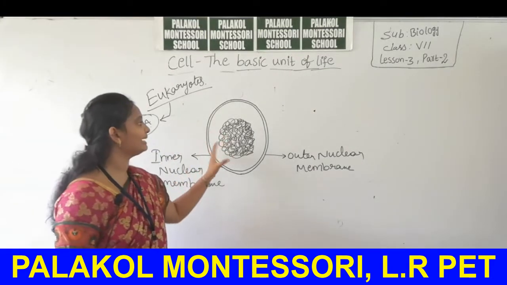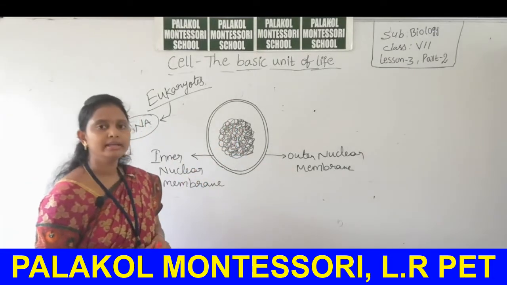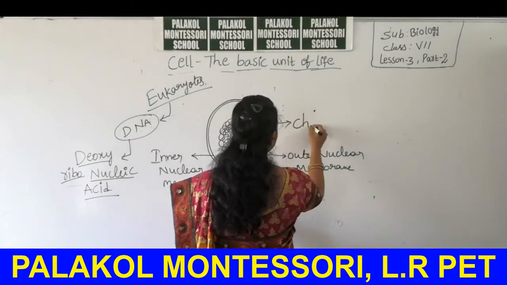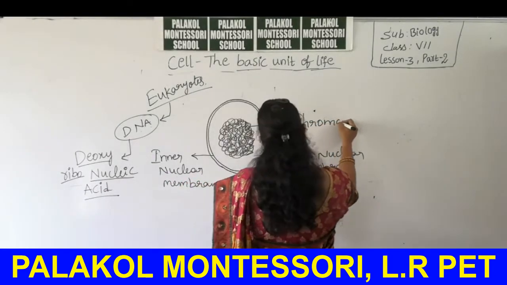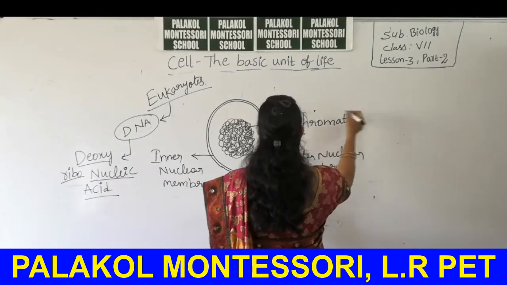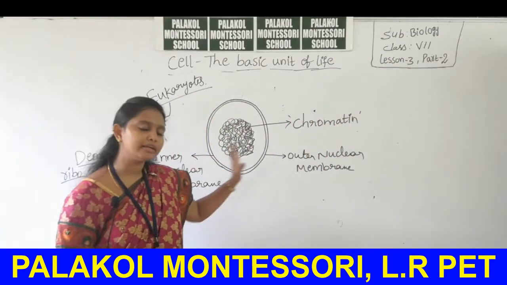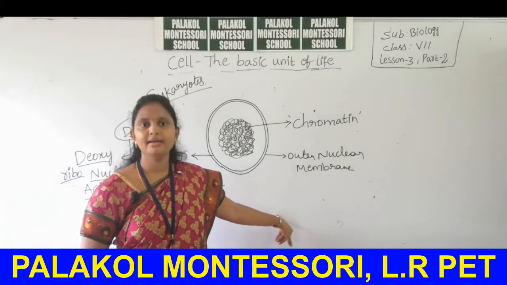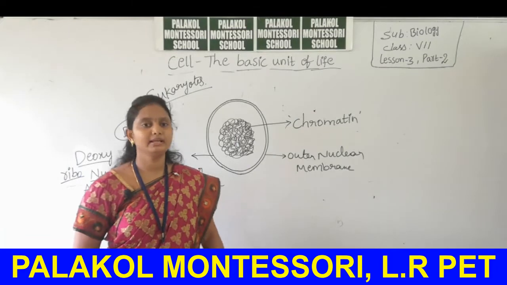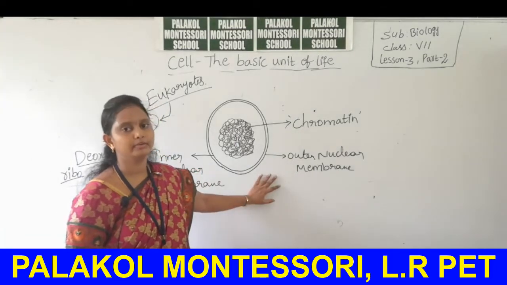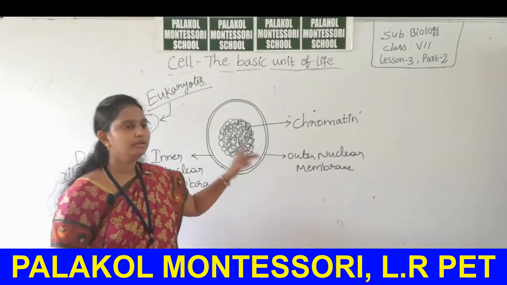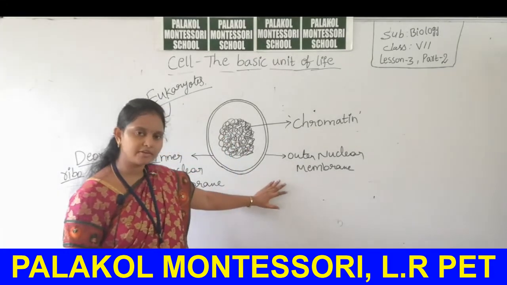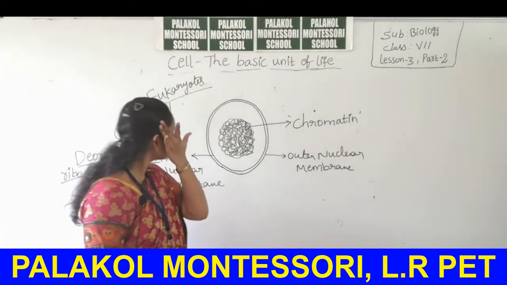Okay, but this DNA is present inside a network. This network is called chromatin. This network is called chromatin. Students, carefully listen, it is very important. If you are taking BiPC in your intermediate, or up to PC, you have this concept. So from now you have to learn about the detailed structural information of the nucleus.